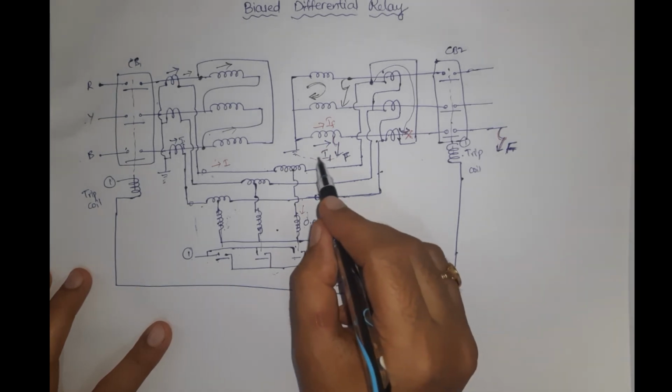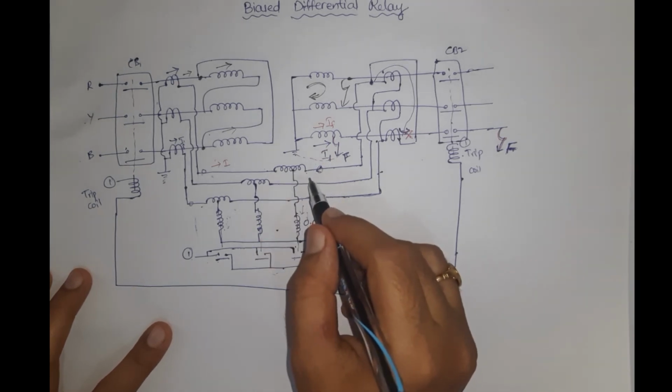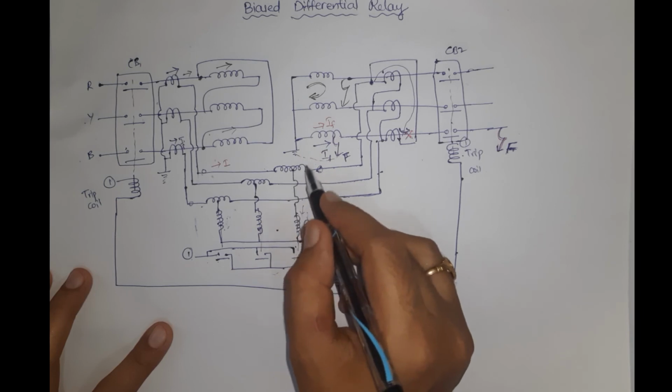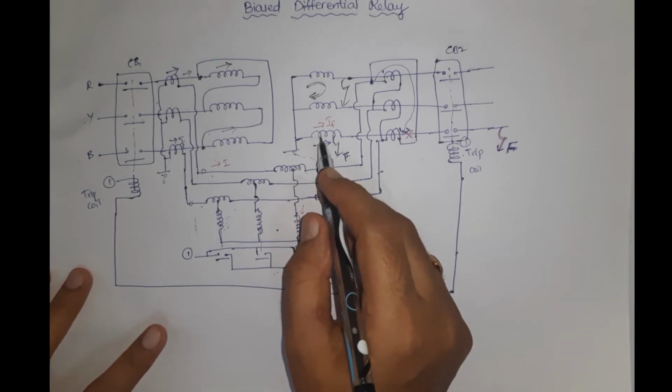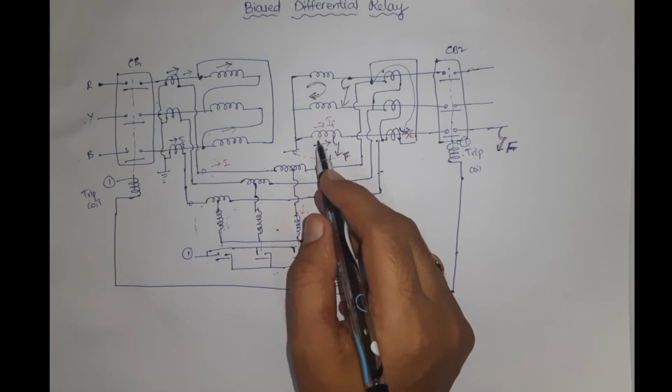So we can say that the biased differential relay also operates to compensate the difference in current transformer characteristics. Hope you have understood.